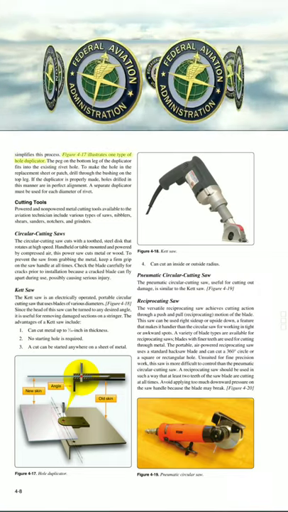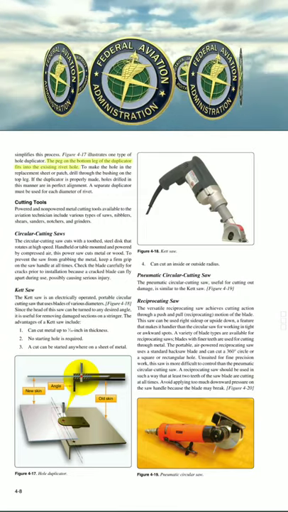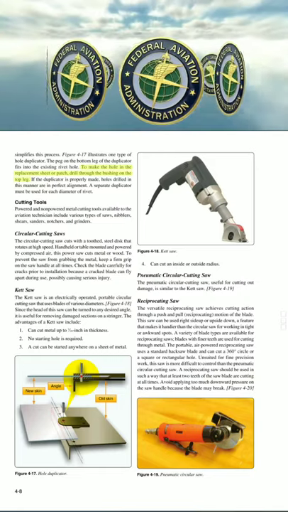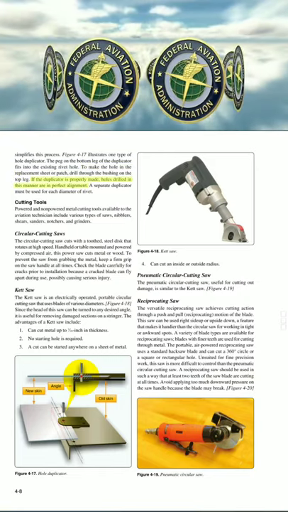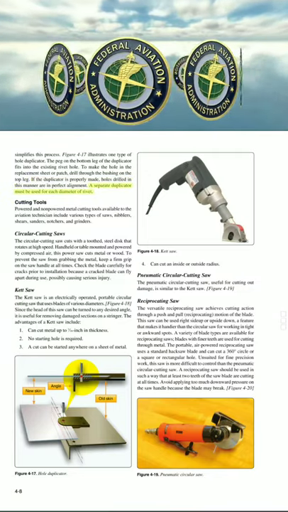Figure 4-17 illustrates one type of hole duplicator. The peg on the bottom leg of the duplicator fits into the existing rivet hole. To make the hole in the replacement sheet or patch, drill through the bushing on the top leg. If the duplicator is properly made, holes drilled in this manner are in perfect alignment. A separate duplicator must be used for each diameter of rivet.